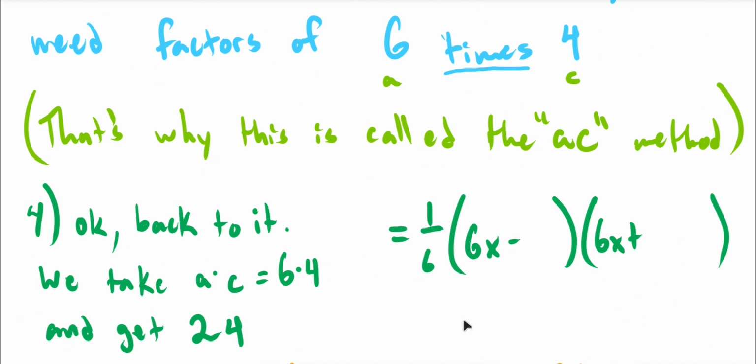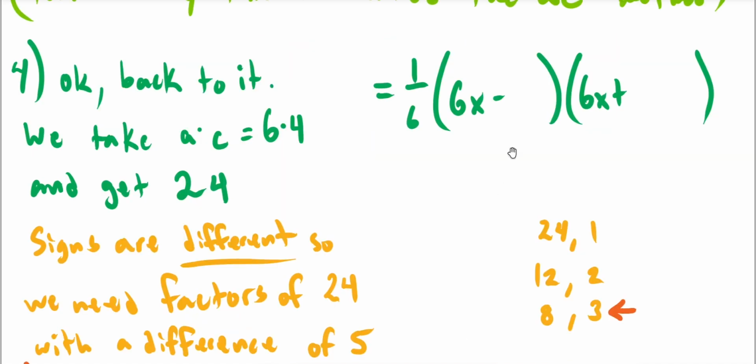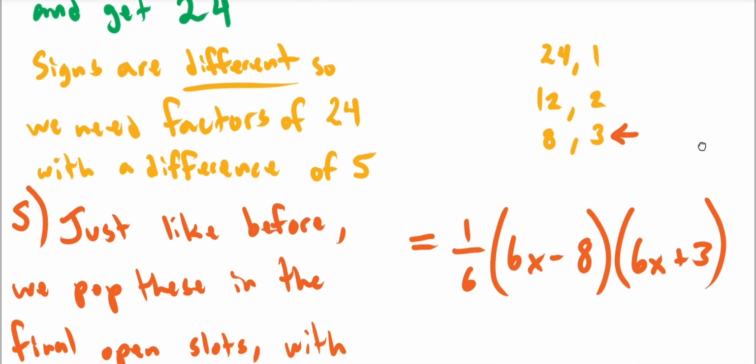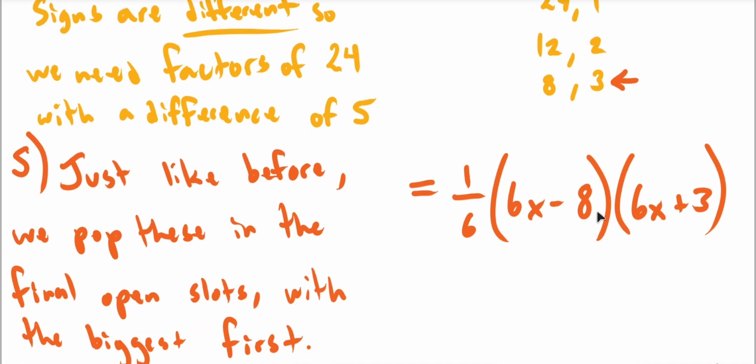All right, so let's jump back into solving this problem. We look at factors of A times C. What is that? Well, 6 times 4 is 24. And since we're looking at different signs here, we need a difference of factors of 24 that give us the middle term of 5. Well, looking down my list, that's 8 and 3. And now, just like before, I can pop that 8 into the first slot, the bigger one goes first, and then put the 3 in the next one.